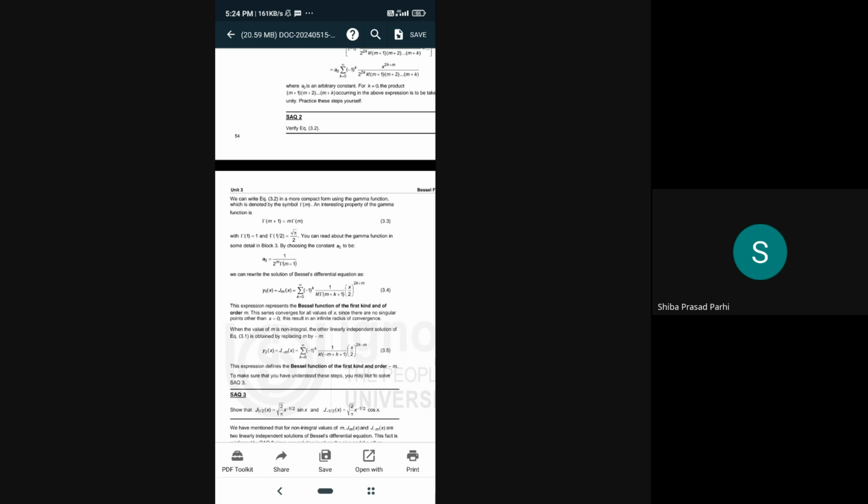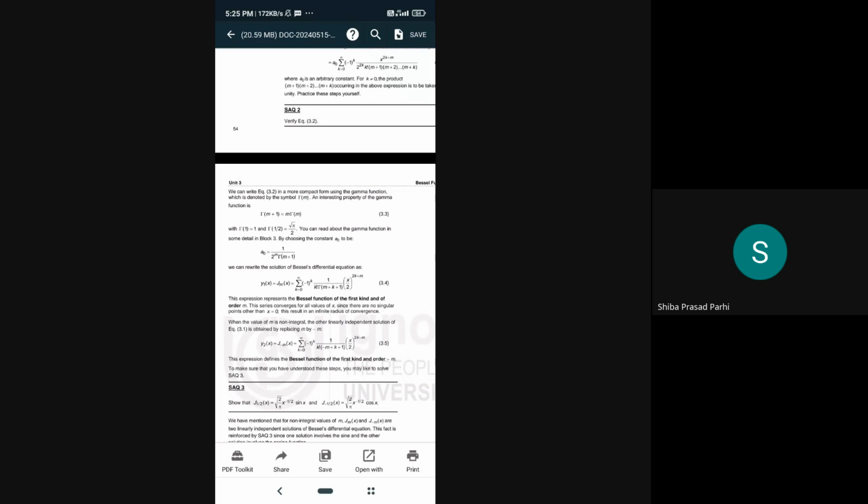Okay. So he has taken the gamma function, gamma m plus 1 is m gamma m. So a0 is equal to 1 by 2 to the power m gamma m plus 1. So solved it, and y1 is equal to J_m(x) is equal to summation k is equal to 0 to infinity minus 1 to the power k, 1 by k factorial gamma of m plus k plus 1, multiplied by x by 2 to the power 2k plus m. This is the Bessel's function of first kind. Then you have the y2. We have solved for y1 and y2.